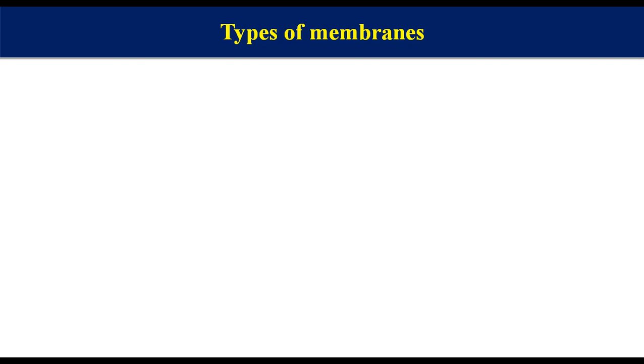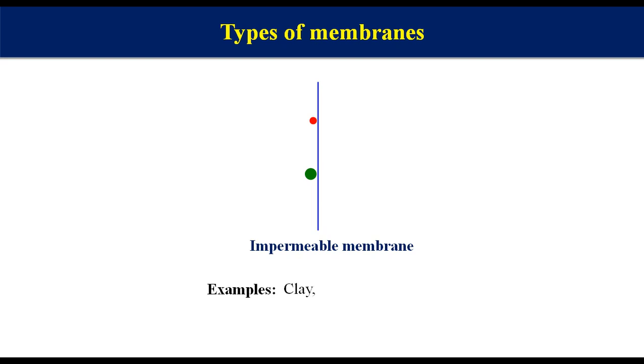Let us have a third type of membrane. If the membrane is such that it does not allow the passage of both the solvent and solute molecules through it, the membrane is called impermeable membrane. For example, clay, polythene sheet, etc.